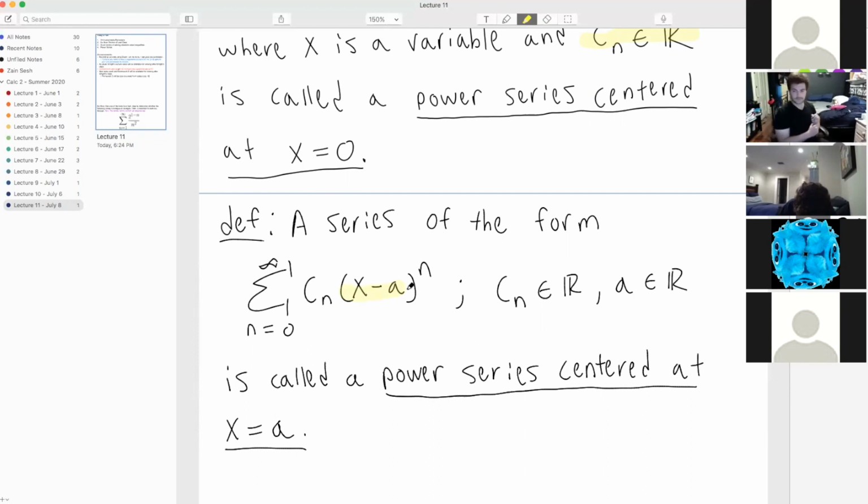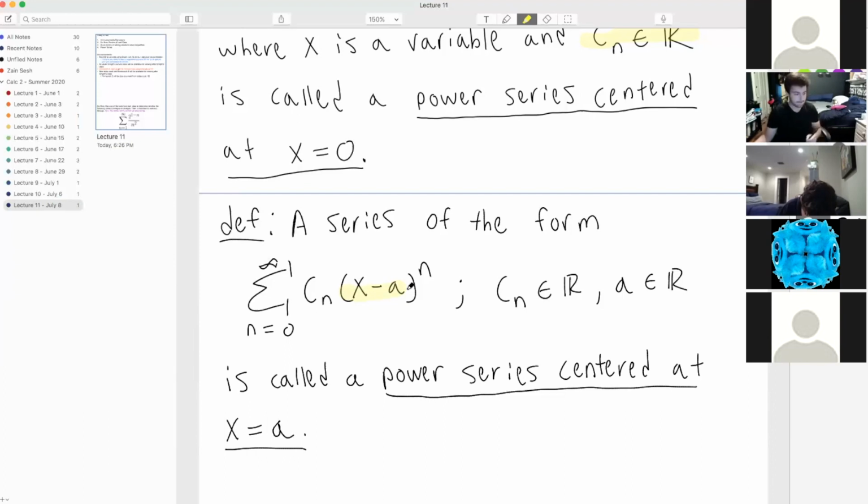So wait, could c sub n be different for every n? Could that be like a function of its own? Yes, exactly. So c sub n is going to be some function of n. It's going to be a sequence, really.